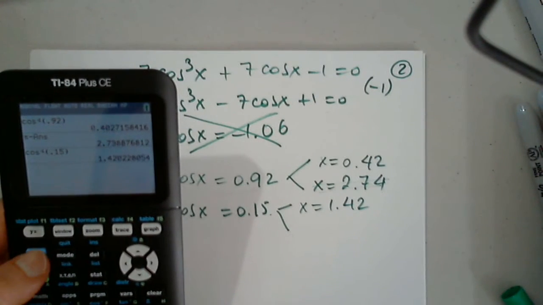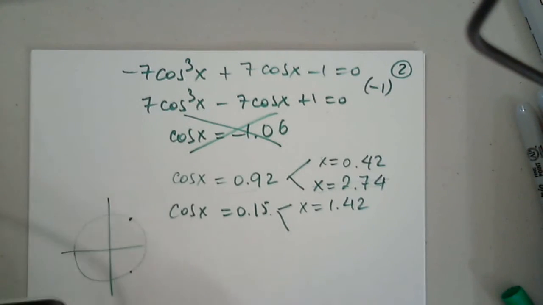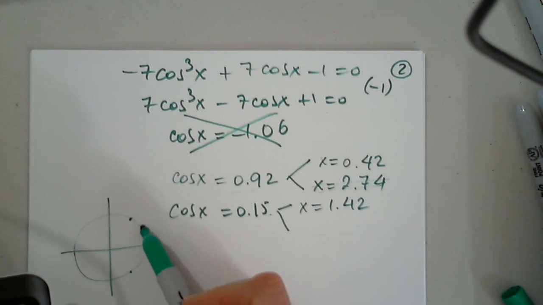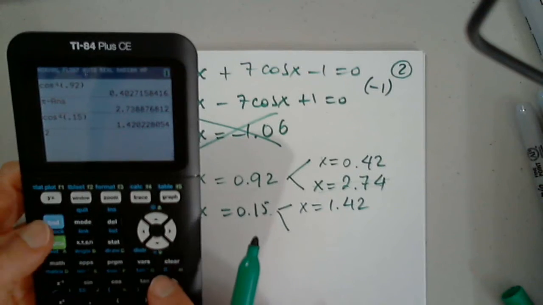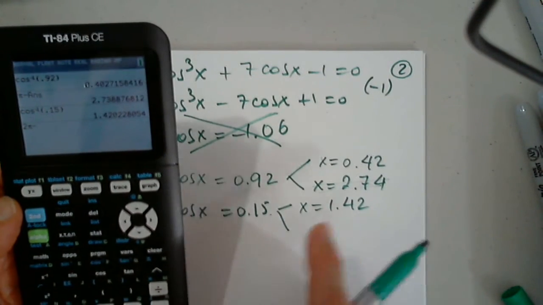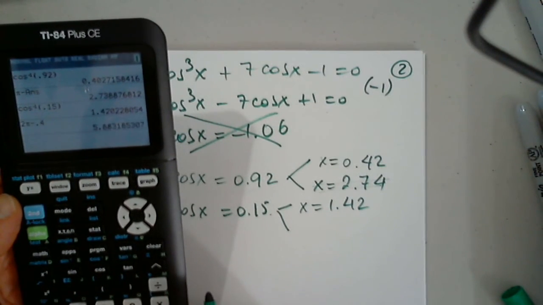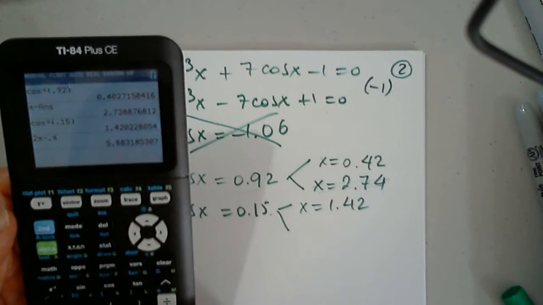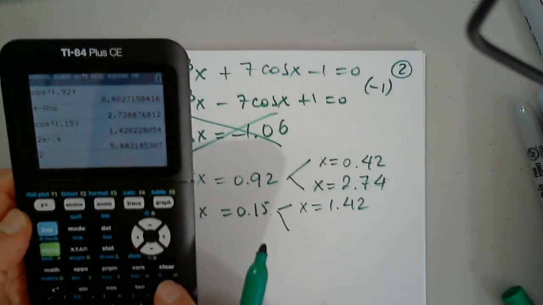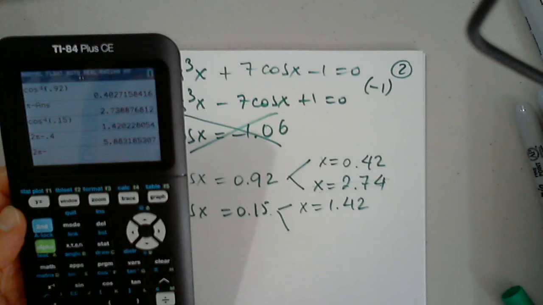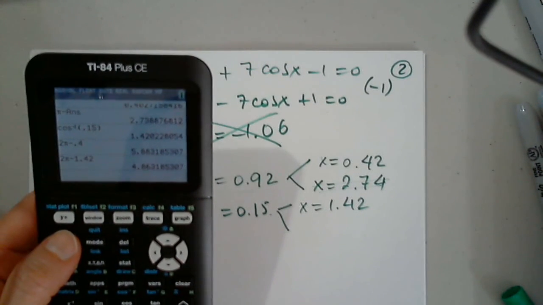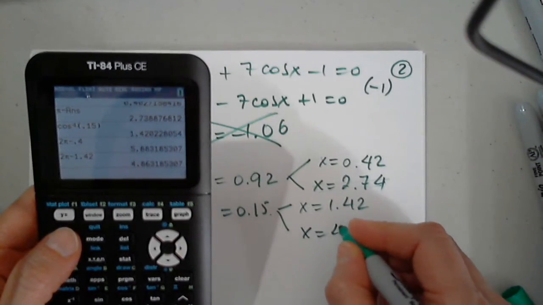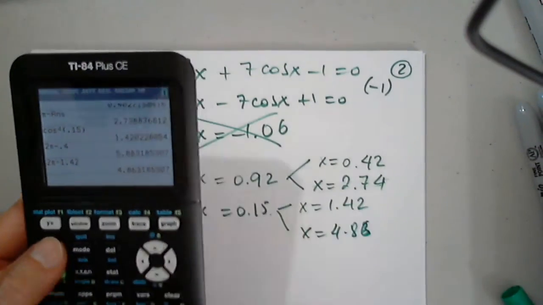And the other one, hold on one second. No, the other one is 2 pi actually. So 2 pi minus 0.42. Yeah, it's still out of the interval. And the other one, that's 2 pi minus 1.42. Yeah. Let me write it anyway.